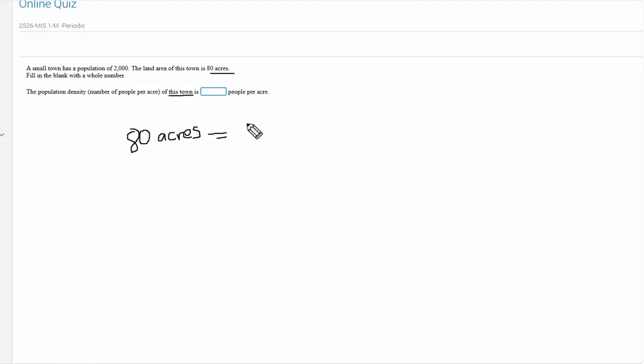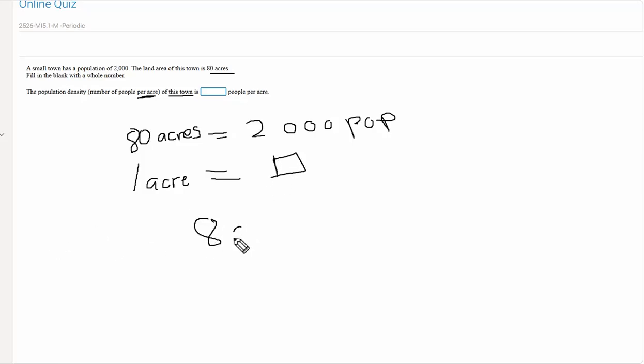is equal to 2,000 population. Let's write here pop. Here put the equal sign again. The population density, the number of people per acre of this town. People per, remember, they want 1 acre. So they want to find out in 1 acre how much population there is. So 80 multiplied by the box equals 2,000, the population, right? So we solve for that.